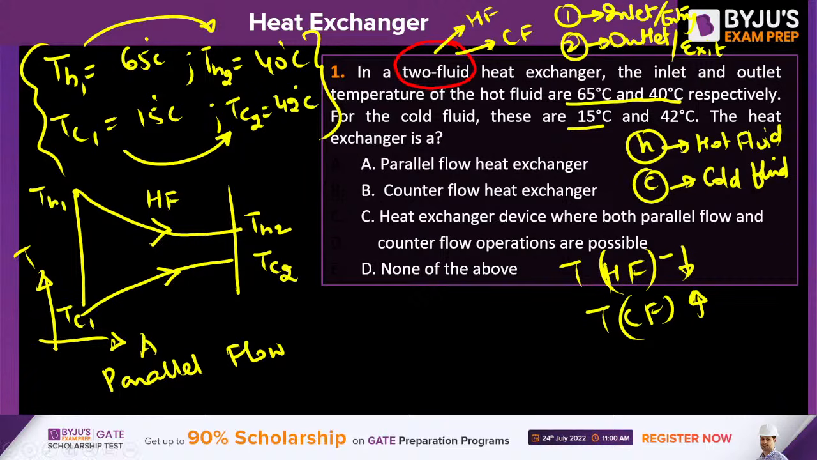Both are flowing parallel to each other and in the same direction. That is called as parallel flow. And symbol will be two parallel arrows. The symbol is two parallel arrows having the same direction. This is the parallel flow.